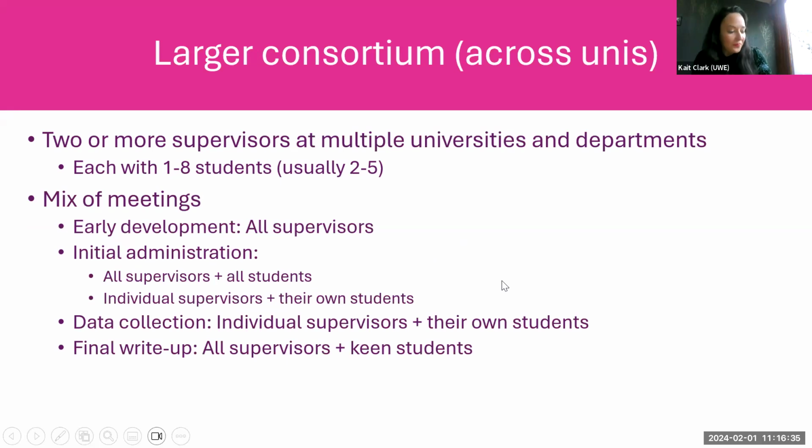There we go. So then there's also the larger consortium projects, and so this is cross-university. Now, with this, you're looking at 2 or more supervisors at multiple universities or departments. So typically, each supervisor will have a group of students, and that can range really from 1 to 8 students. It's usually 2 to 5 students is a good amount.